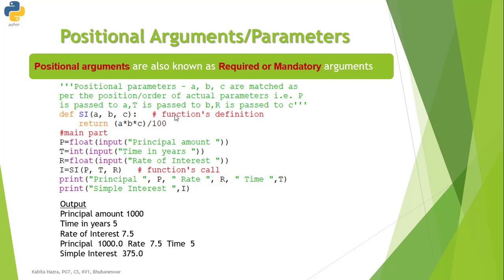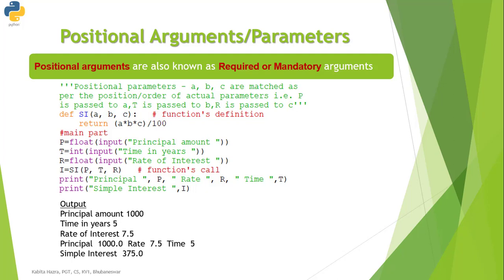So let us start with positional parameters or positional arguments. They are also known as required or mandatory arguments, as their values need to be passed in a function's call. So this is the case when we are not having any default or keyword parameters. So we have an example of simple interest here.